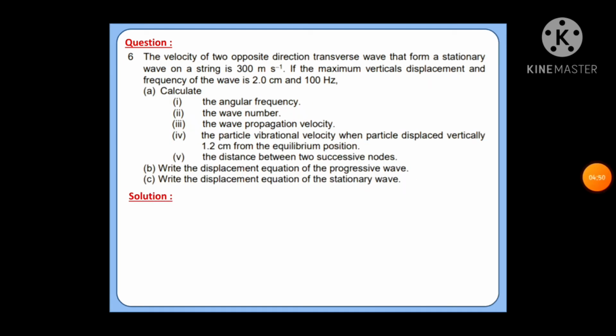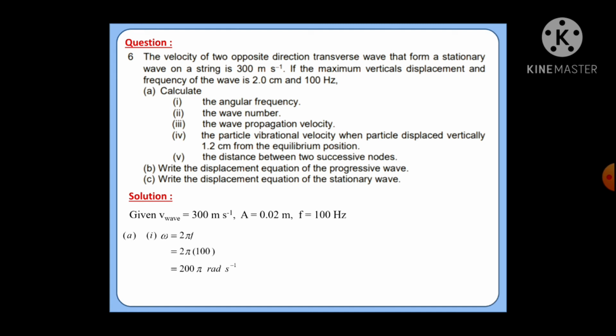From question number 6, the velocity of the stationary wave is given as 300 meter per second. The amplitude is 2 centimeter or 0.02 meter, and the frequency is 100 Hz. So we need to calculate the angular frequency first. How to calculate the angular frequency? We just use the equation for the angular frequency, which is equal to 2 pi f. We substitute the frequency and you will get the angular frequency, which is equal to 200 pi radian per second.